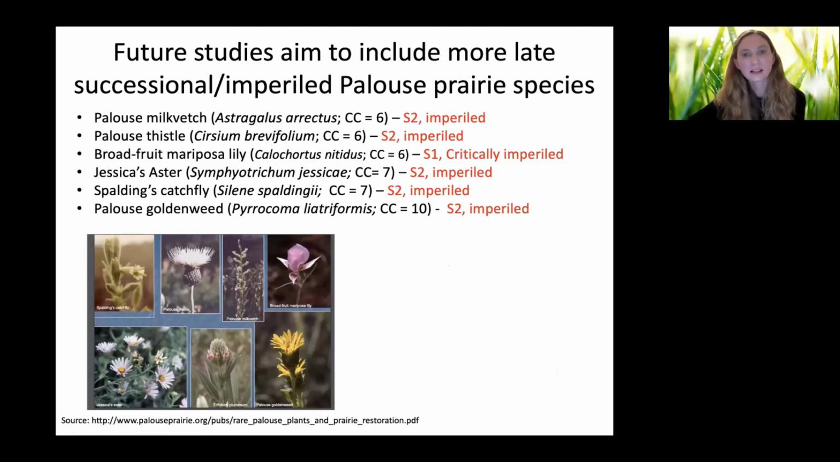And so this next round, what we're going to do is just focus on this group of plants that are similar. So things like Palouse thistle, Jessica's aster, Spalding's catchfly, to see how they respond to the mycorrhizal fungi in the soil. Because these are the ones that I would expect would have the strongest growth response.